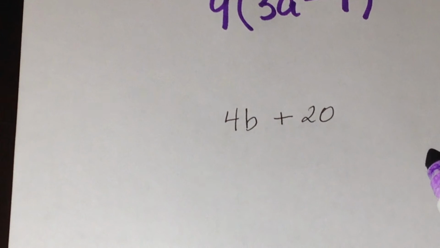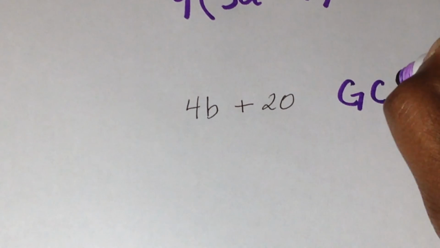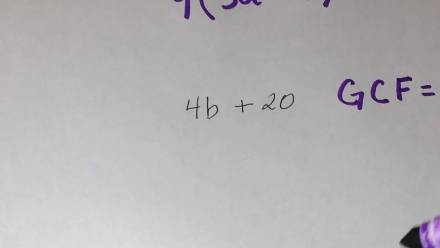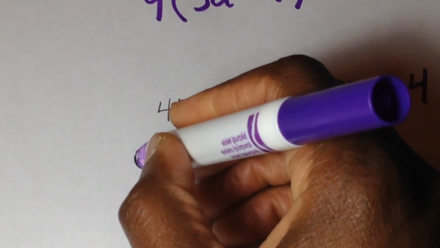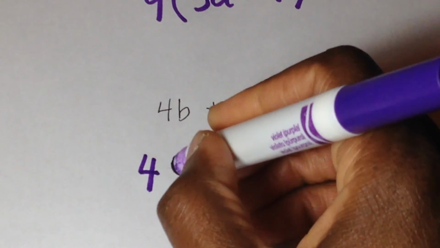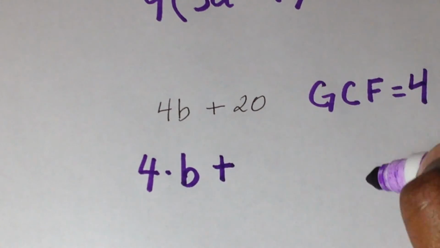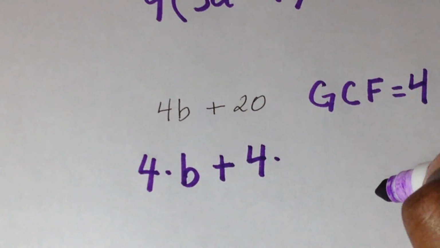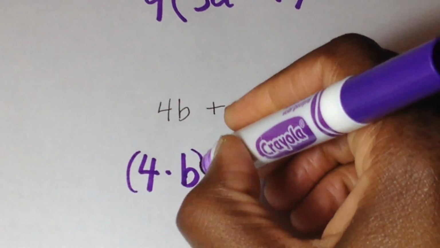All right, this is our last example. We have 4b plus 20. Okay, for this one, my GCF, meaning the greatest common factor. What is the biggest number that can be factored out of here? And that biggest number is 4. Okay, 4 is the biggest number I can use to factor out. So that's going to be 4 times 1b, or just b, big plus sign, plus 4 times 5, because 4 times 5 gives me 20.